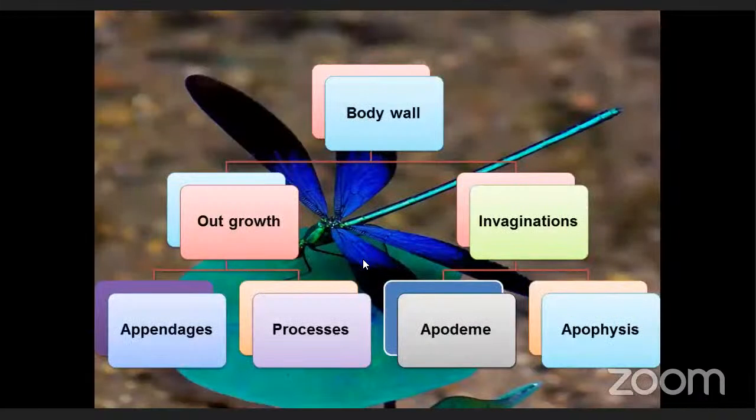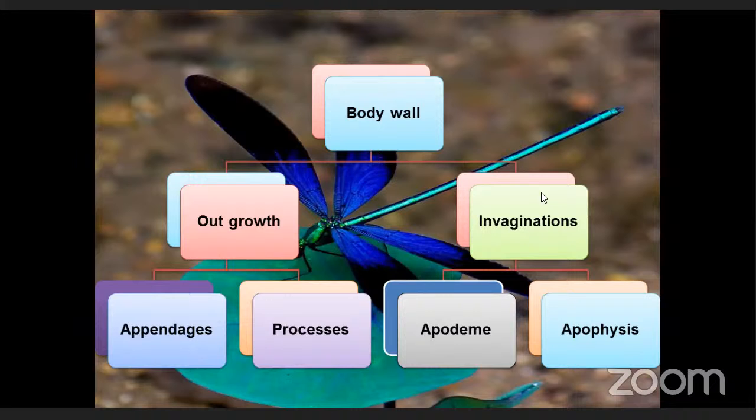Next, outgrowths and internal invaginations of the body. It's a very, very important topic. The cuticle, or integument, or body wall, or exoskeleton, consists of 2 types: cuticular outgrowths and cuticular invaginations. These cuticular outgrowths are again divided into 2 types: cuticular appendages and cuticular processes.